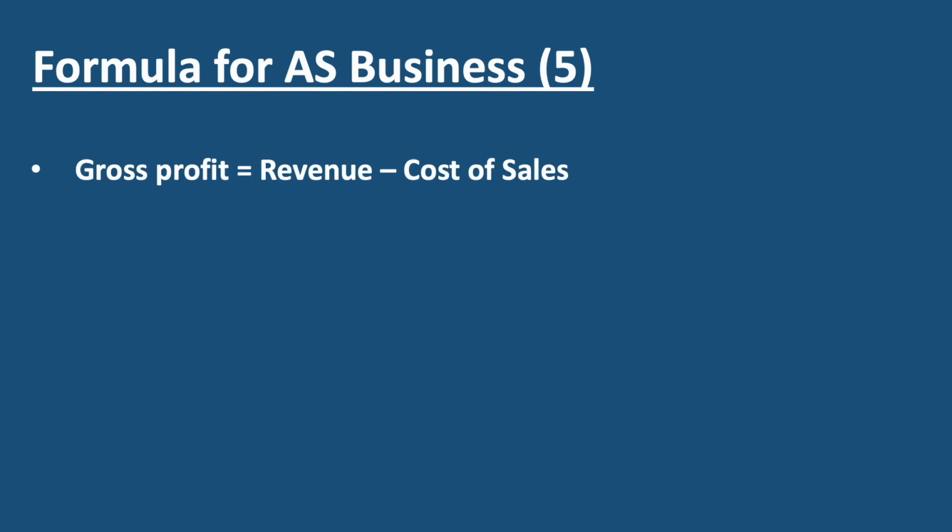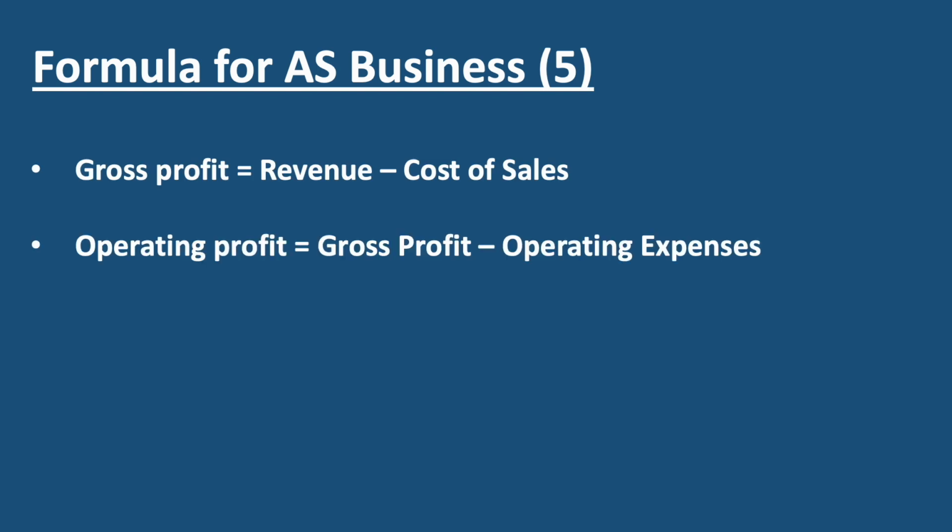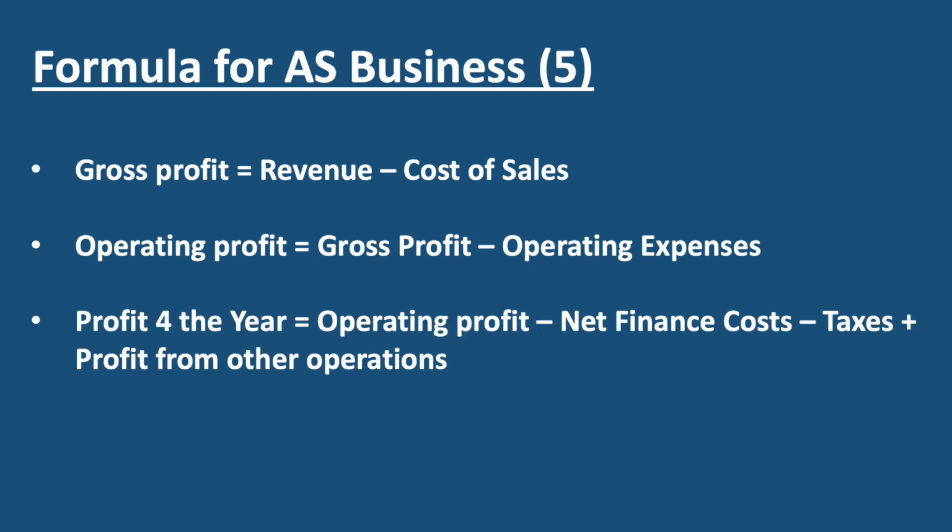Next set of formulas. Gross profit is revenue minus your cost of sales, those direct costs. Operating profit is gross profit minus operating expenses. Operating expenses, like marketing, for instance, would be an indirect cost. Then profit for the year is your operating profit minus your net finance costs, essentially interest from debt, minus taxes, plus, P-L-U-S, plus profit from other operations.